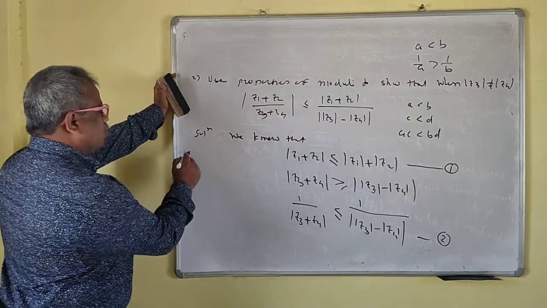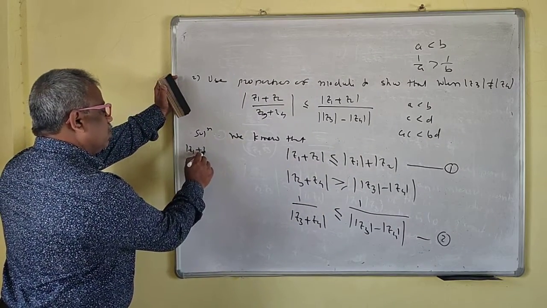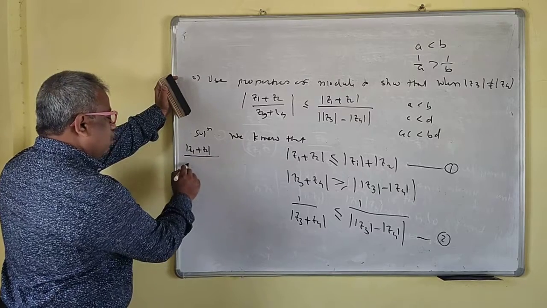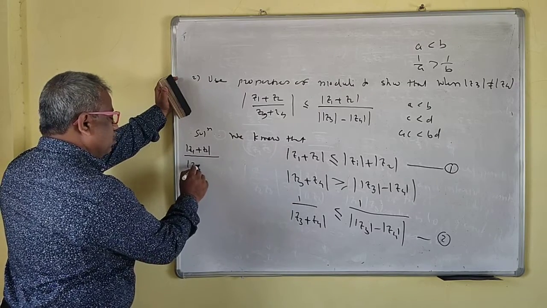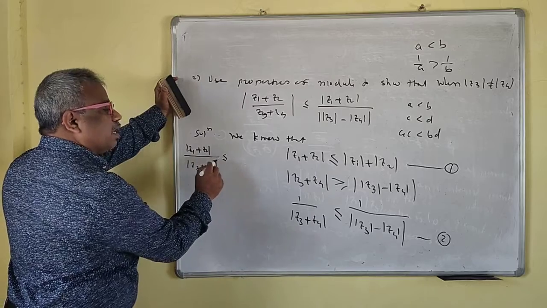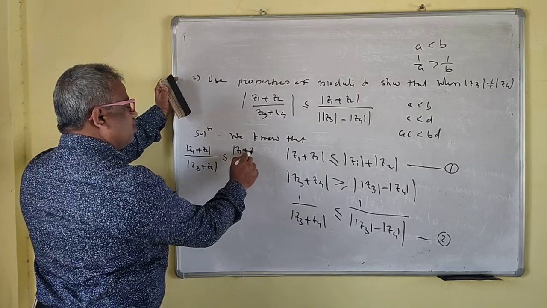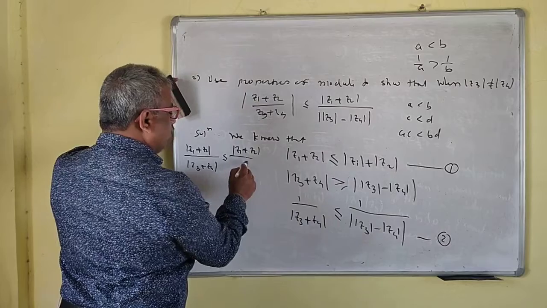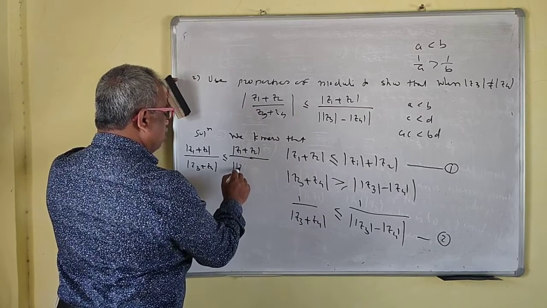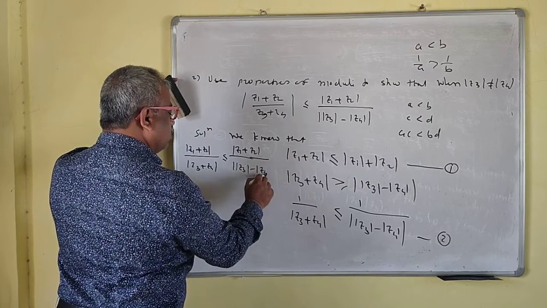So we'll take the product. So this is what? Mod of Z1 plus Z2 upon... So the product is what? Upon then. This is what? Z3 plus Z4 is less than or equal to mod of Z1 plus Z2. Product of these two upon. So it will be upon then mod of Z3 minus mod of Z4.